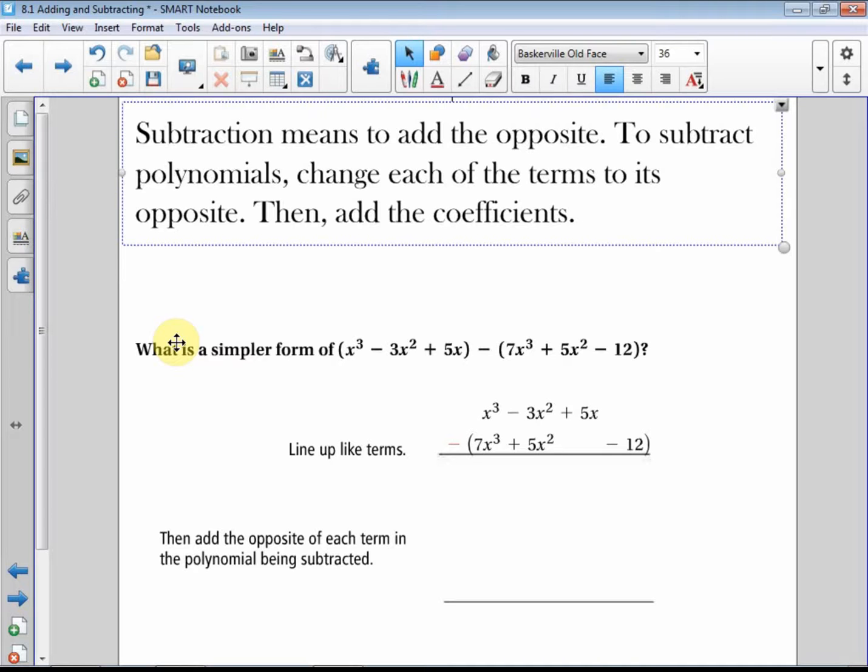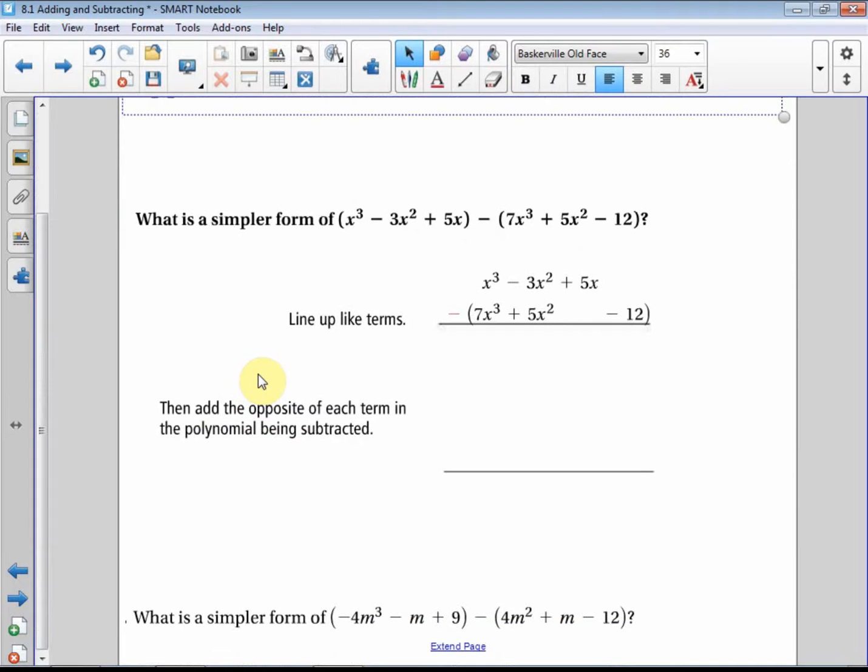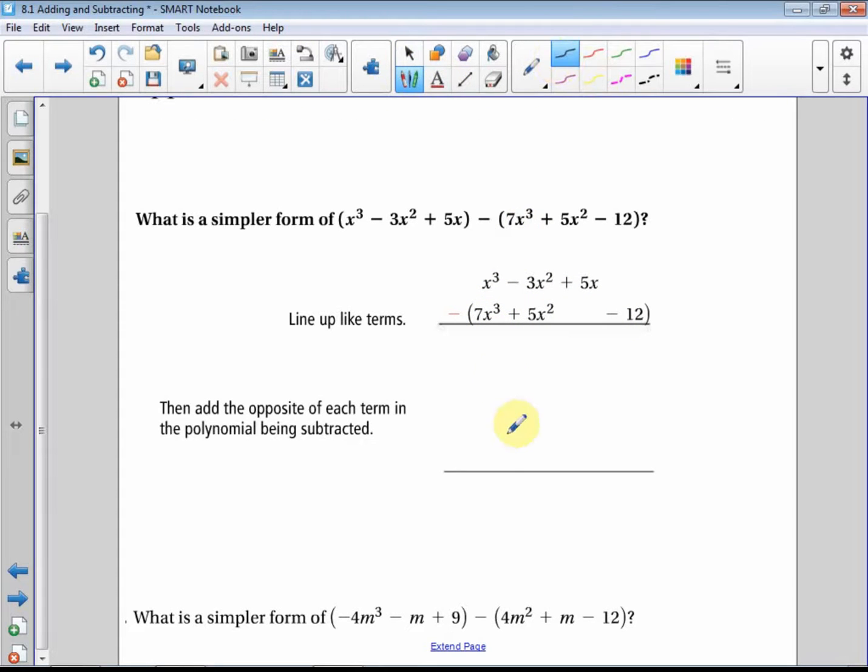This makes our life so much easier, and you'll see why in a different example. So it's already done for us. So we're going to add up like terms, and we're going to change each of the terms to its opposite. So it's lined up. So next we are going to change the sign for each of these monomials. That's why I have that line there. It makes perfect sense now.